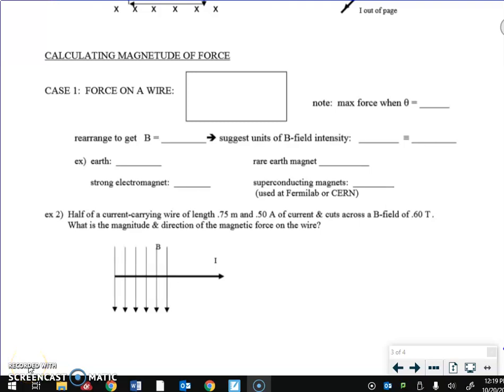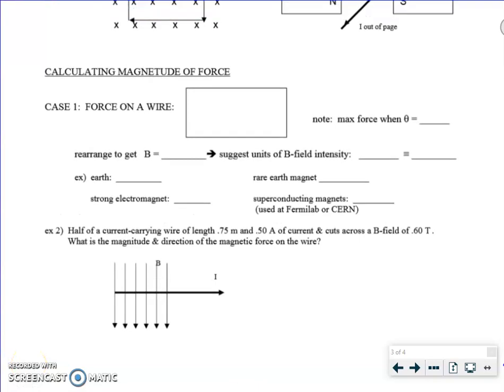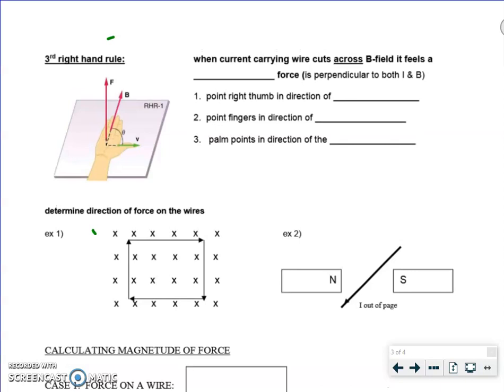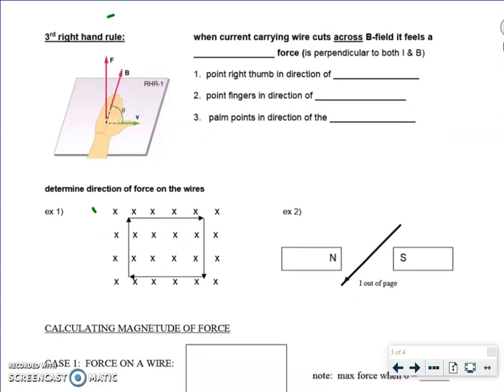Hi everybody, so this is the tutorial that goes along with the last of the hand rules, the third hand rule, which talks about magnetic force. The first two rules focus on magnetic field intensity. This is the magnetic force when you have a current carrying wire or moving charges cutting across a magnetic field. So we learned in class it feels a sideways force when you cut across.